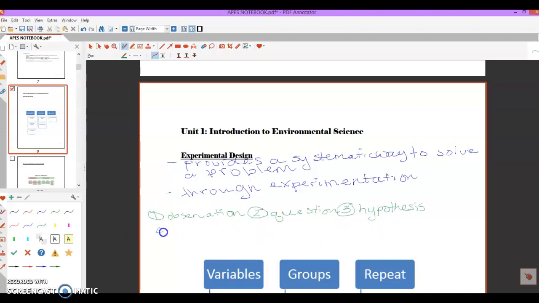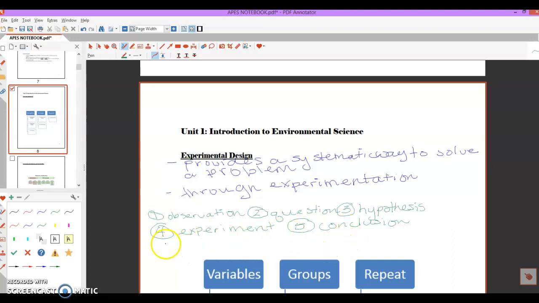Our fourth step is the actual experiment. We'll talk about more of that in a second. And then our last step is the conclusion. You have to come up with a conclusion based on your data and what your data is actually telling you.